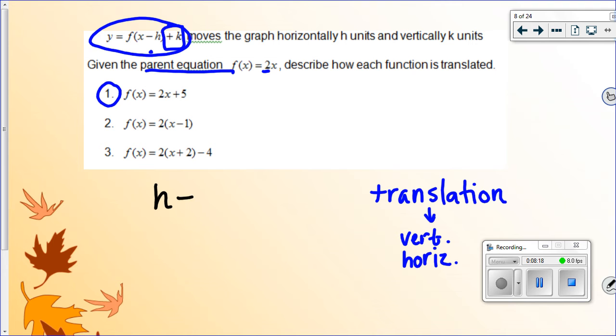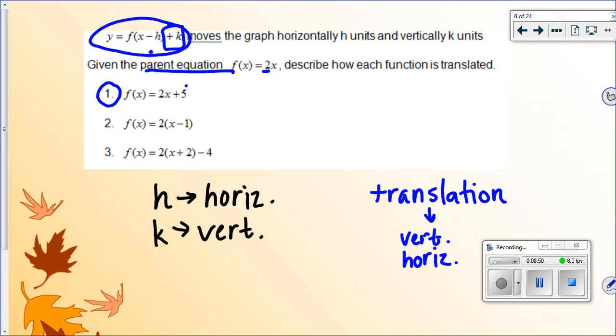Okay, so h in that rule is going to be my horizontal translation. H is my horizontal translation because that's dealing with my x. So I'm sliding along the x-axis. That's going to be horizontal. And then I have k, which is going to be my vertical translation. That's dealing with my y-intercept, so that's going to move up or down along the y-axis. So that's vertical.